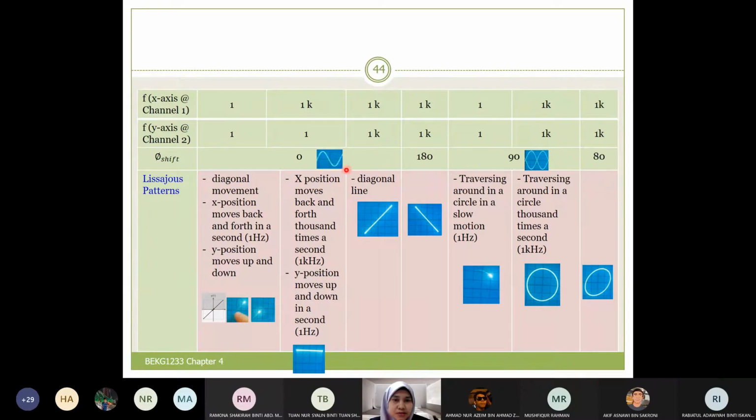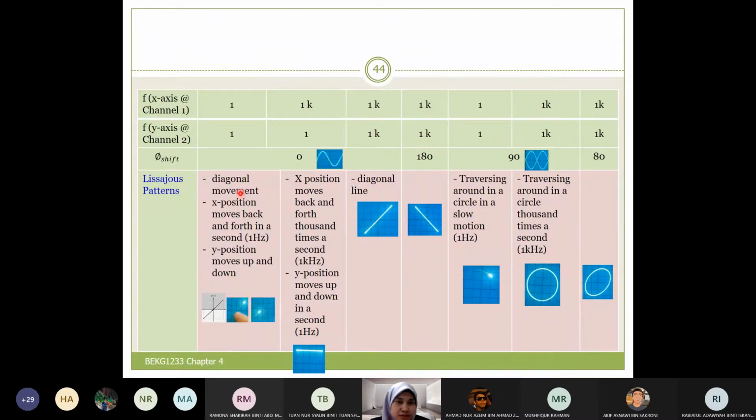If you look at this sine wave, actually there are two sine waves here, but one is redundant because of the 0 phase shift. The Lissajous pattern will be a diagonal movement like this, but it is non-stationary, meaning that it's moving. So this dot will move in a diagonal movement up and down like this.